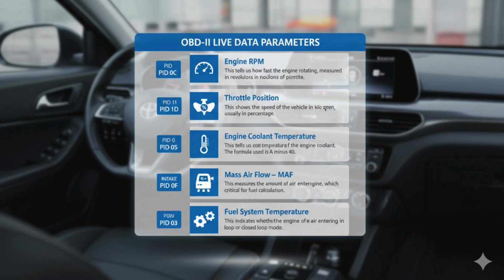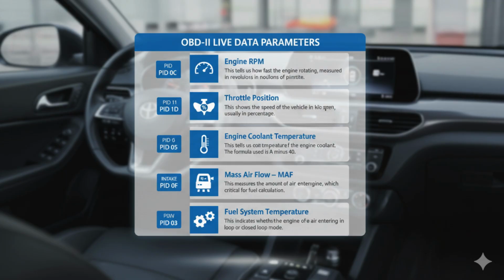Important PIDs in Mode 01. Let's look at some important parameters available in Mode 01. Engine RPM, PID 0C. This tells us how fast the engine is rotating, measured in revolutions per minute. Vehicle speed, PID 0D. This shows the speed of the vehicle in kilometers per hour. Throttle position, PID 11. This indicates how much the throttle is open, usually in percentage.